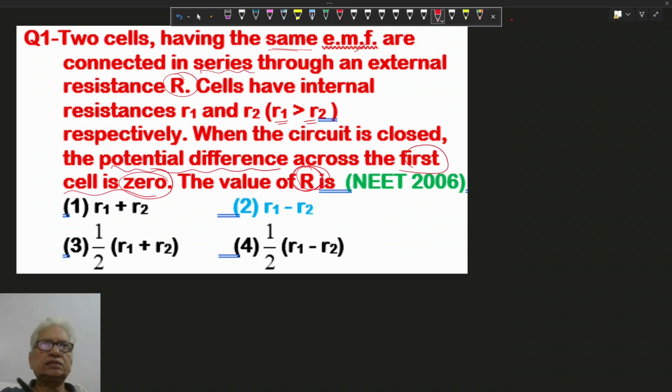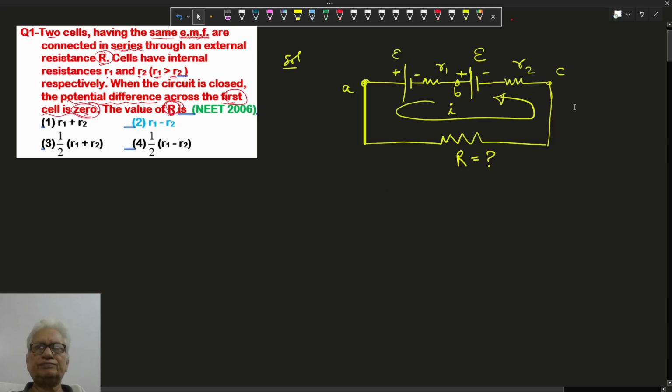Here, two cells having the same e.m.f. are connected in series to an external resistance R. The cells have internal resistances R1 and R2, where R1 is more than R2. When the circuit is closed, the potential difference across the first cell is zero. We have to find the external resistance. We draw this circuit here.